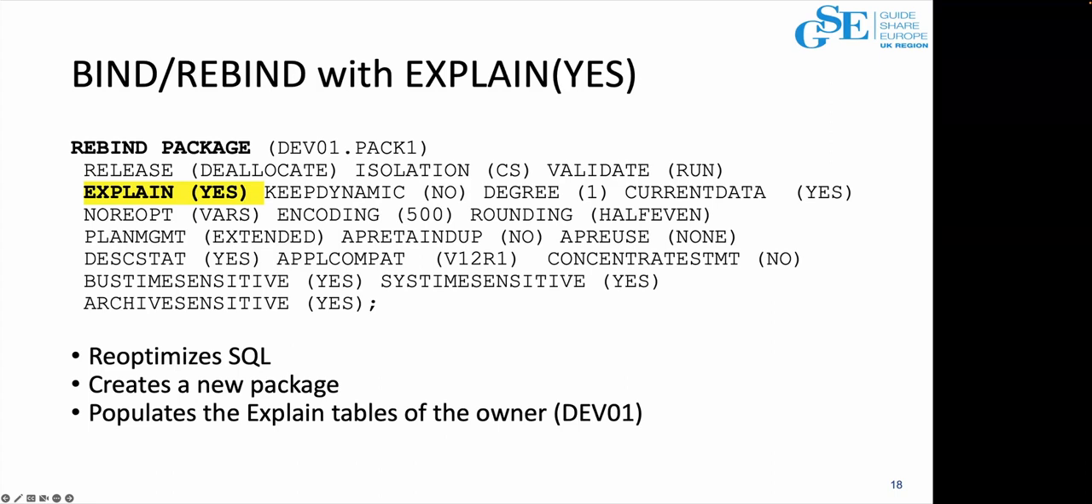Here we're looking at one way that we can invoke and generate the explain information. This is doing a rebind of a package with EXPLAIN(YES) specified. Beware that the default for the explain attribute is no. So for new packages, you need to make sure that you have that set if you want to be explaining them. Doing the bind or rebind re-optimizes the SQL. It creates a new package, and with EXPLAIN(YES), it populates the explain tables, except for DSN_QUERY_TABLE and DSN_STATEMENT_CACHE_TABLE.